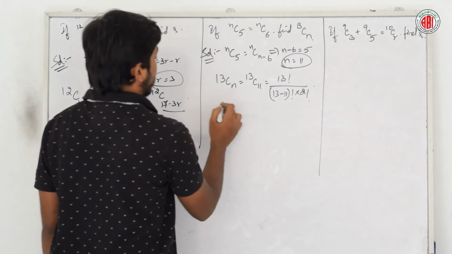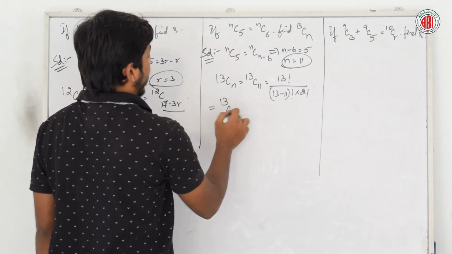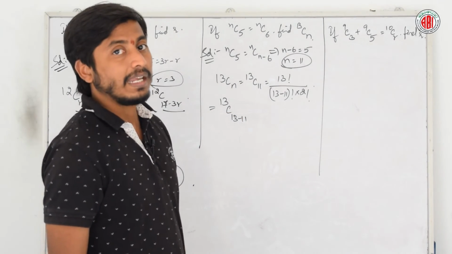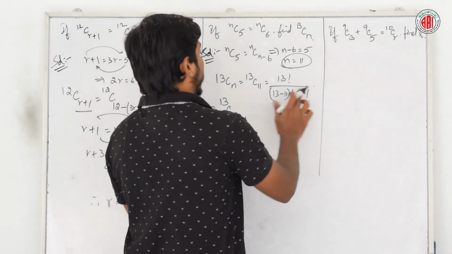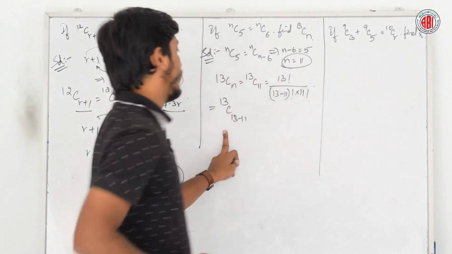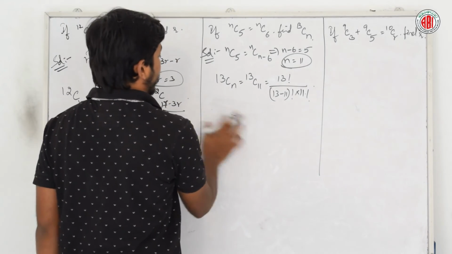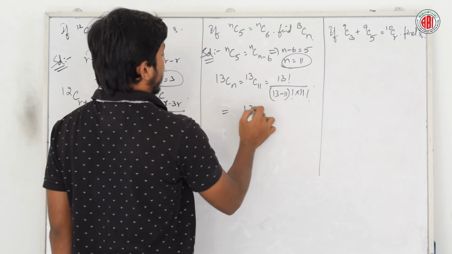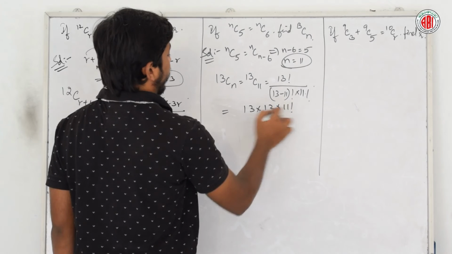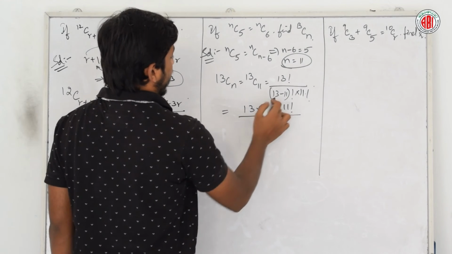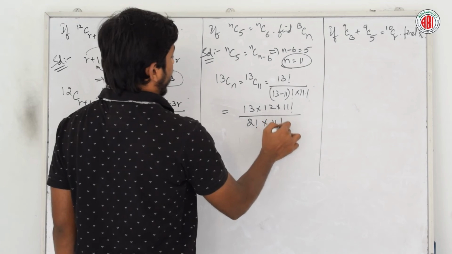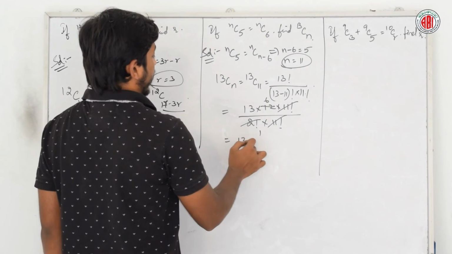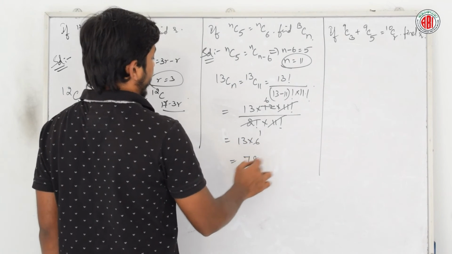How can we do it? 13C11 can be written as 13C(13 minus 11). Can we do that? Okay, let me do it in a simple way here only. Here it is 13 factorial by (13 minus 11) factorial into 11 factorial, that is 13 into 12 into 11 factorial divided by 2 factorial into 11 factorial. These both will get cancelled. 2 ones are 2, 6 are 13 into 6, that is nothing but 78, my answer.